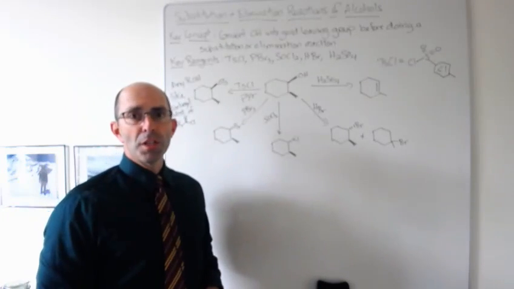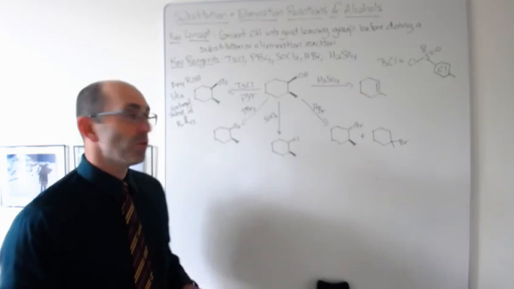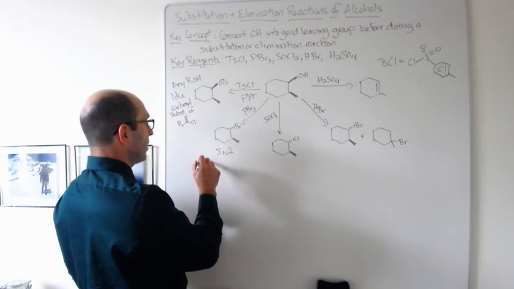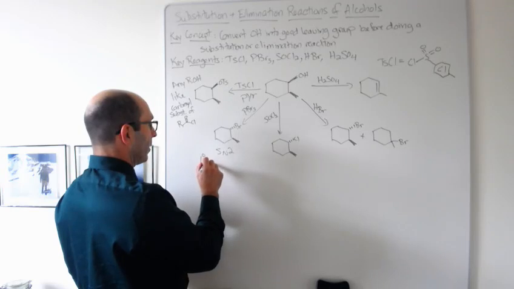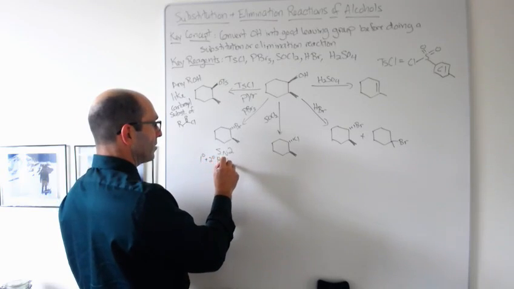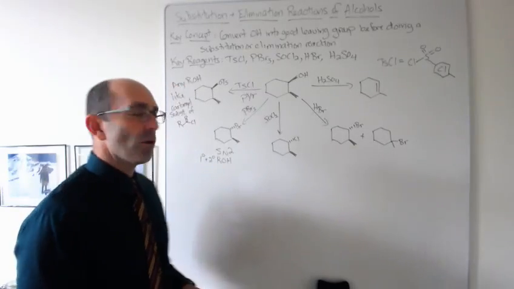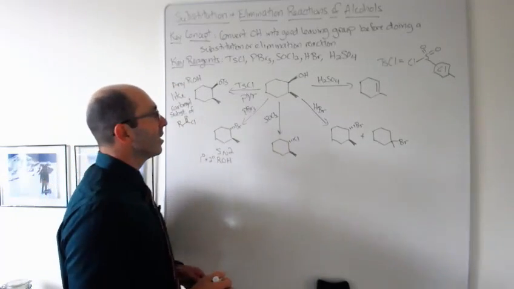PBr3, you'll see, converts the OH into a bromide with inversion. With inversion tells us this is an SN2 reaction. It will work for only primary and secondary alcohols. As we know, we're not going to be able to do an SN2 reaction on a tertiary alcohol. Sorry, I said alkyl halides, alcohols.